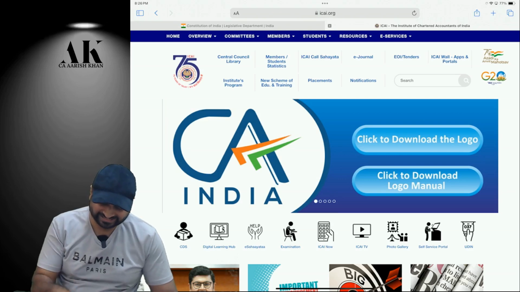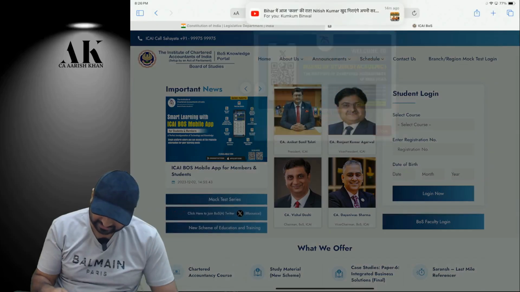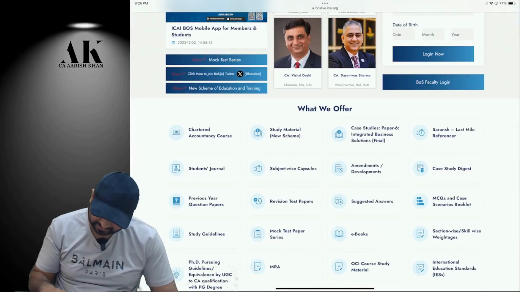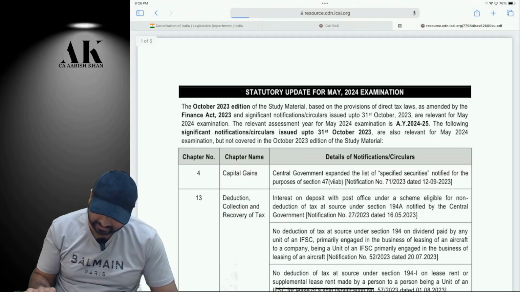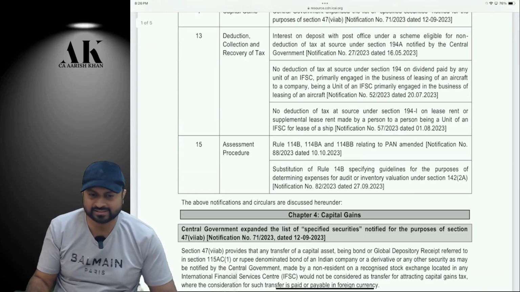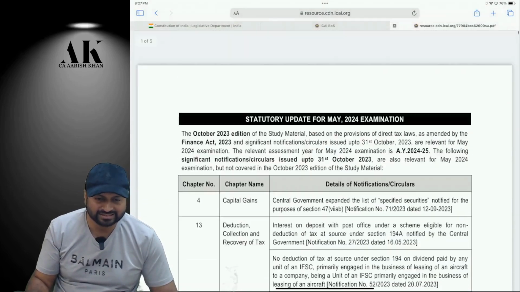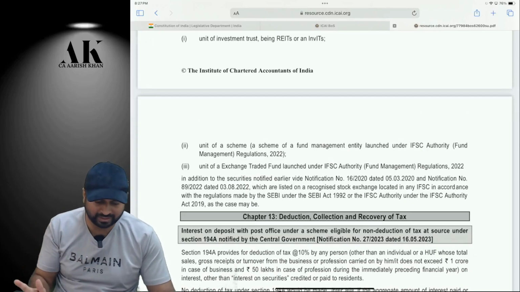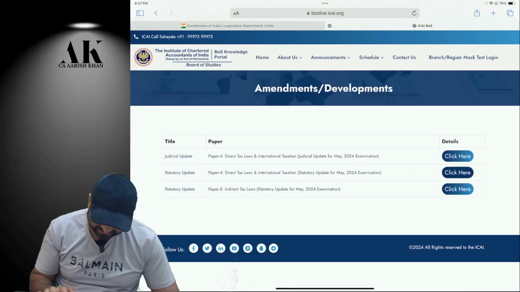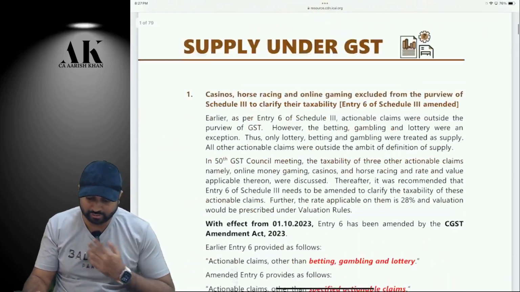See this. This is your Board of Studies knowledge portal. Amendments development, final CA. See, direct tax is the second one, IDT is the third one. Direct tax has just 5 pages. Out of that, the first page is the index only. From the second page onwards is the amendment, which we are going to do now one by one. See IDT, 79 pages. Go through it.